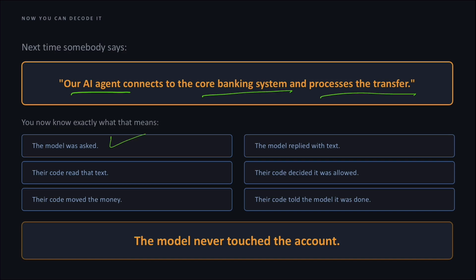So next time somebody says our AI agent connects to the core banking system and processes the transfer, you now know exactly what that means. The model was asked, the model replied with a text, the code read the text, the code is your agent, the code decided it was allowed, the code moved the money, and the code told the model it was done as a response. The model never touched the account. Model is only for reasoning.